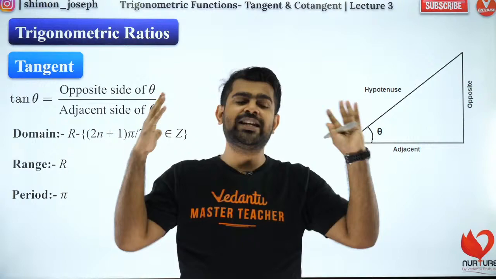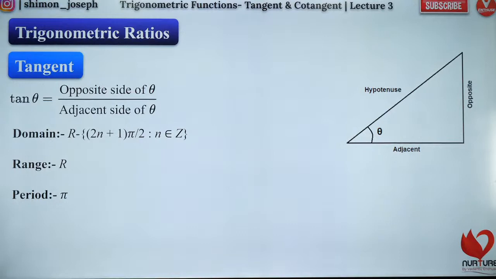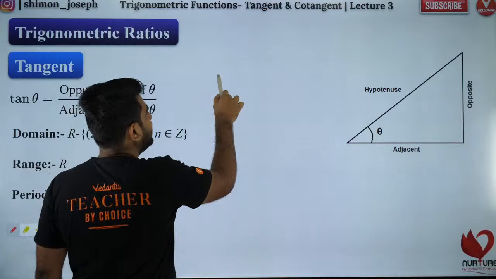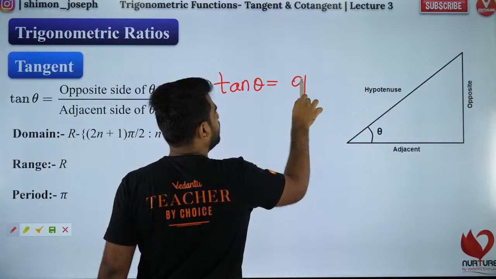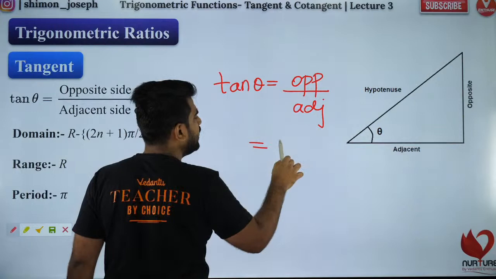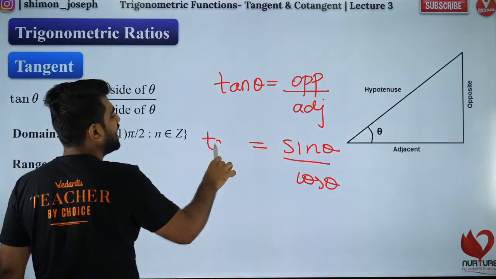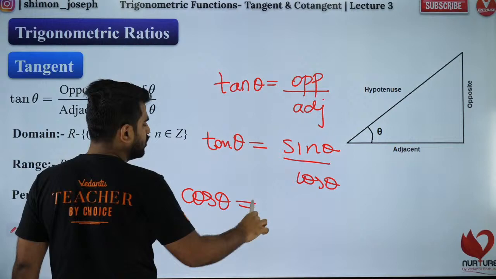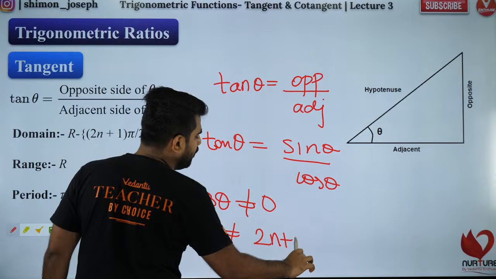Okay, so people, let's go forward. Now, guys, listen carefully. Let's look at what is tan. So I told you tan theta is equal to opposite by adjacent. So I can say it is nothing but equal to sine theta by cos theta. And we know that the denominator can never be zero. So the denominator should not be zero for tan theta to be defined. So cos theta should not be zero. That means theta should not be any odd multiple of pi by 2, because at odd multiples of pi by 2, cos theta will become zero.